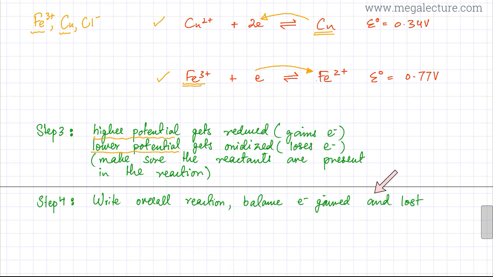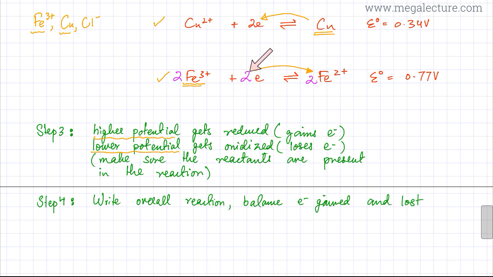And before that, we need to balance the number of electrons that are being gained. So if you look at the two equations I've selected for oxidation and reduction, Fe3+ is the one that's gaining electrons to form Fe2+. Copper is the one that's losing electrons to form Cu2+. The number of electrons lost are 2 electrons. The number of electrons being gained is just 1. So to balance the number of electrons lost and gained, I would have to multiply this entire equation by 2. If I have 2 Fe3+, then 2 electrons would be gained to form 2 Fe2+.